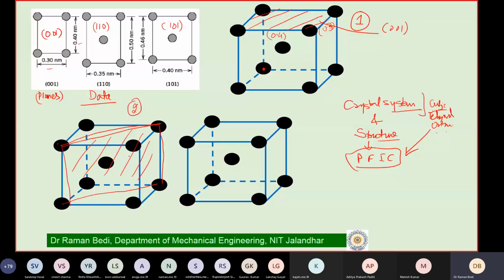The plane has an atom at the center of this plane, and the dimensions of this plane are also shown to you. The dimensions of this plane are 0.35 and 0.50 nanometers. Now, can you tell me which side is 0.50 and which side is 0.35?